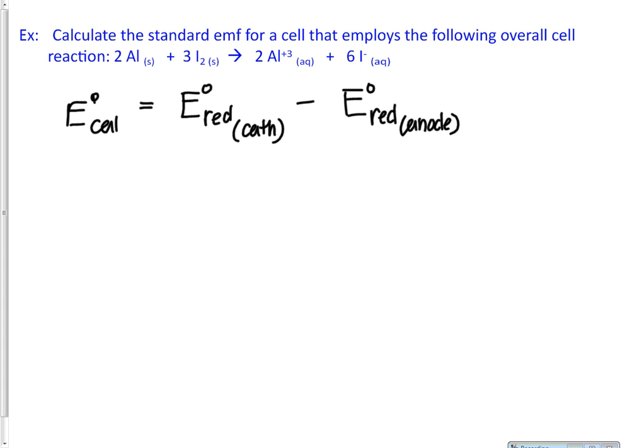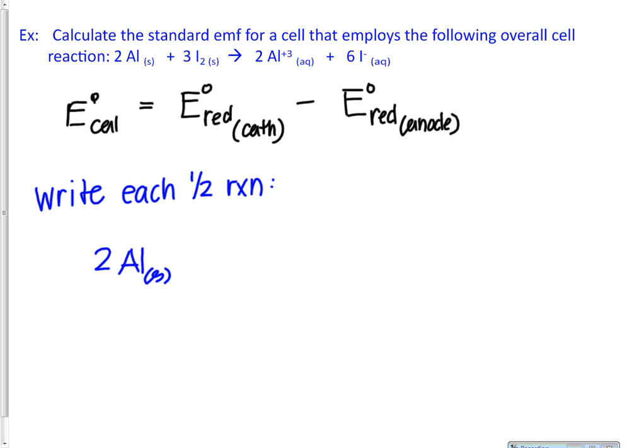Now, the best thing to do is to split this into half reactions, so let's write each half reaction. Looking at what you have up there, you have aluminum solid, and this has already been balanced for you, so you can keep the 2. And we know that that's forming 2 aluminum ion.